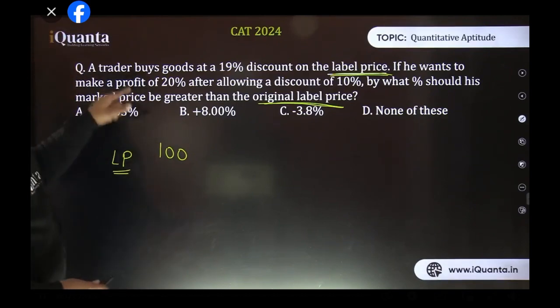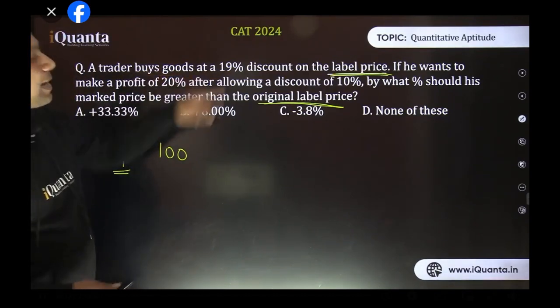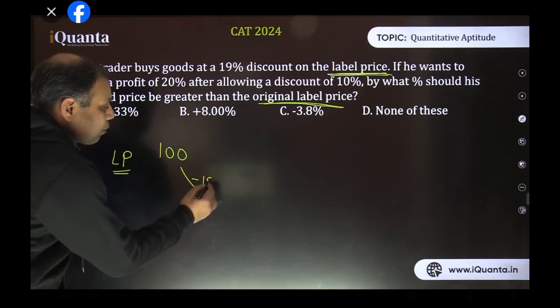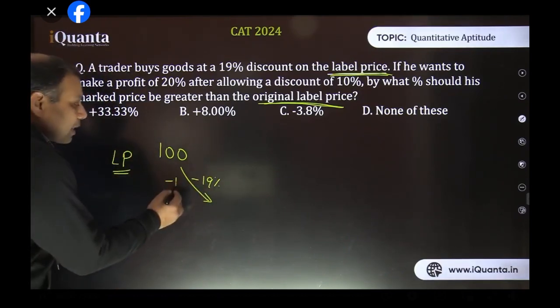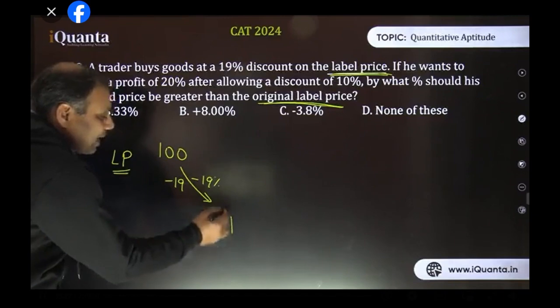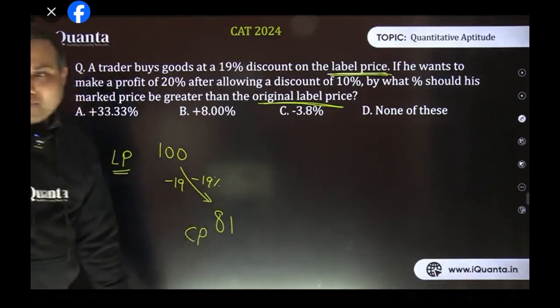Yes, it is 81, because he's buying this good at a 19% discount. 19% discount on what? On this label price, right? So he's getting a discount of 19 rupees. That means he's getting it at a price of 81 rupees. So that is his effective cost price. Fine, that is his effective cost price.